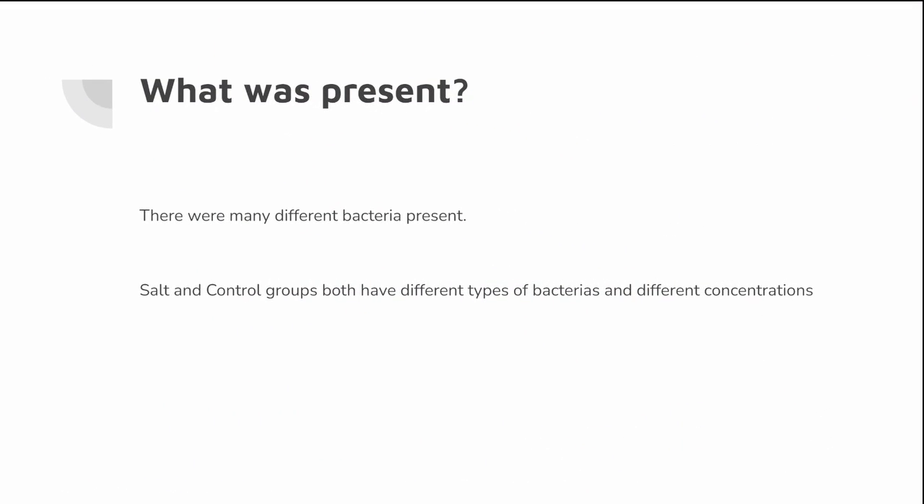What was present? Well, there were many different bacteria present. We had two groups, the salt group and the control group. The salt group, obviously being the saltier group, had more gram-positive bacteria and organisms that can survive saltier conditions, whereas the control group had more gram-negative bacteria that were less able to survive salt conditions. The control group is what is normally expected of sourdough starters, and the salt group was used in contrast.